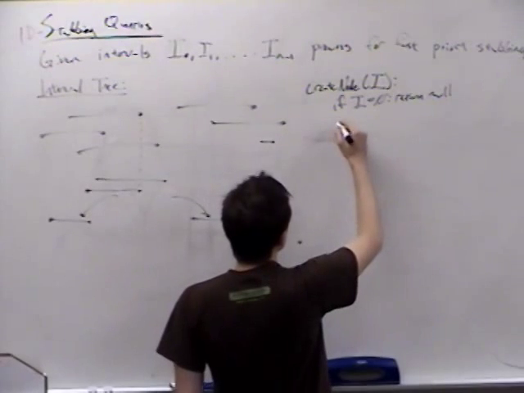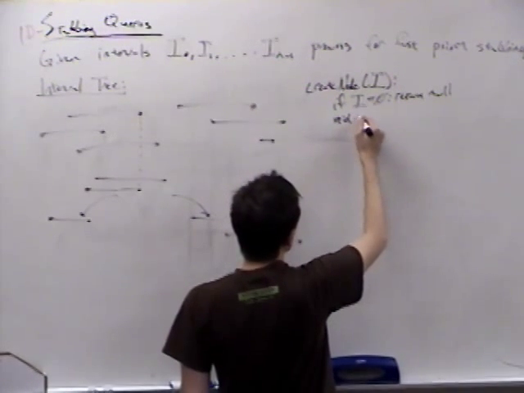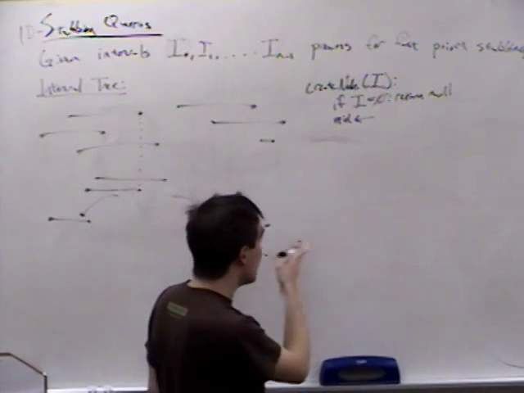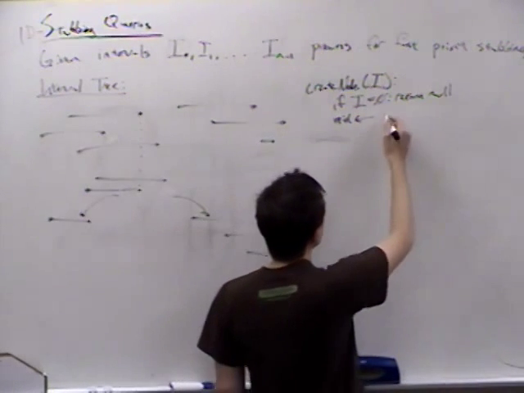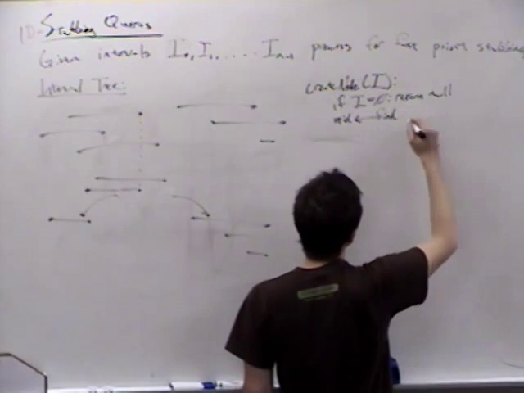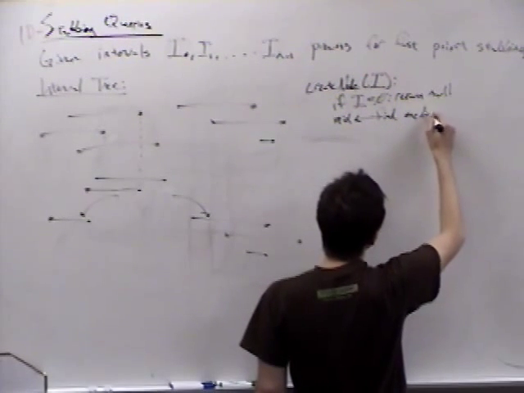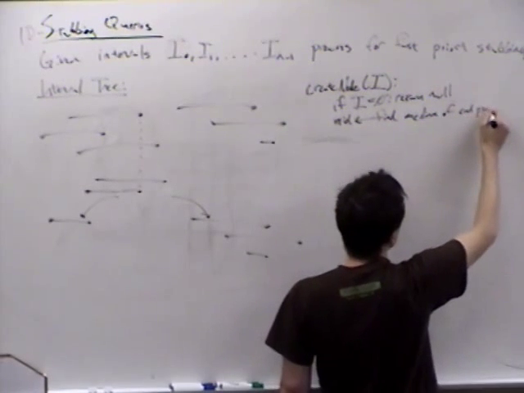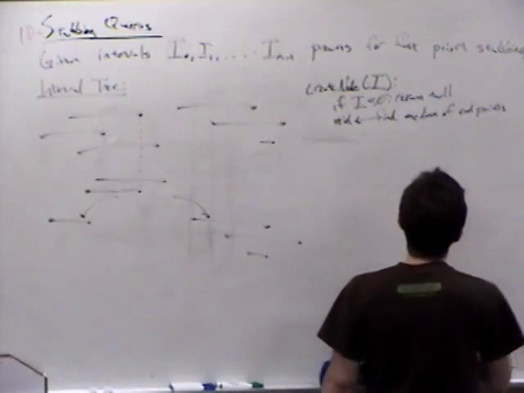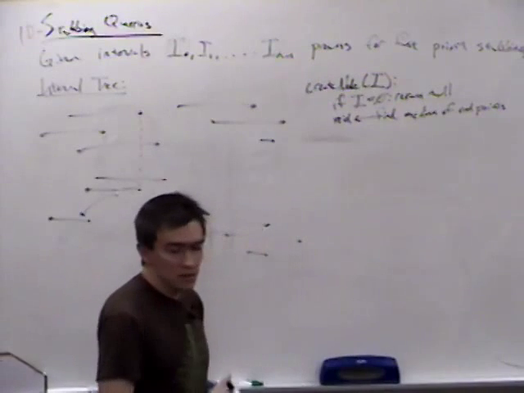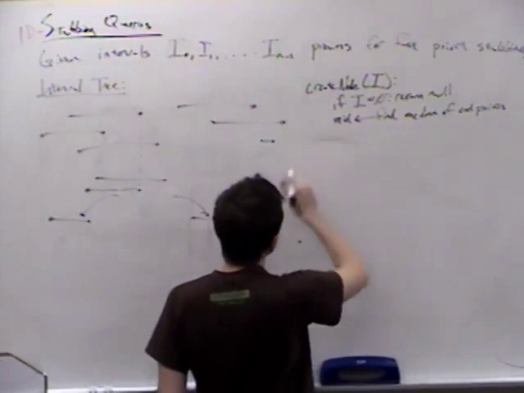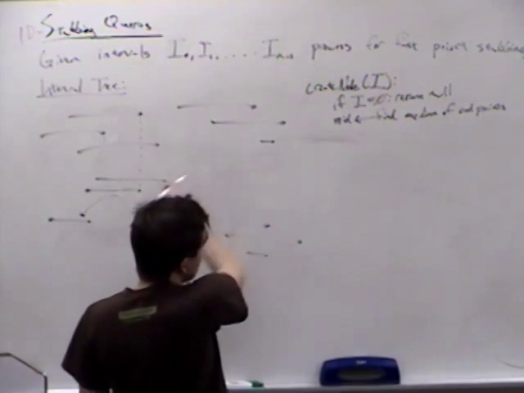Otherwise, we're going to find this midpoint, which will basically be the median of all of the line segment endpoints. You can do that in linear time using quickselect. Then we're going to split I into three different parts.